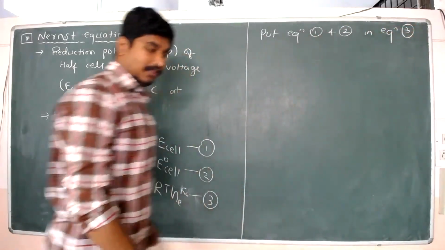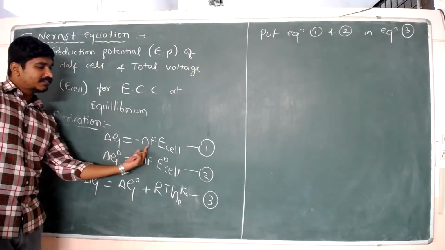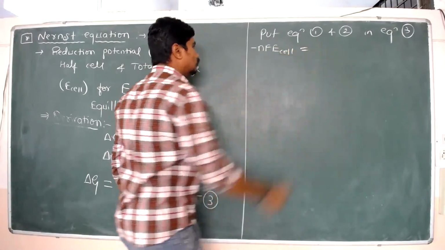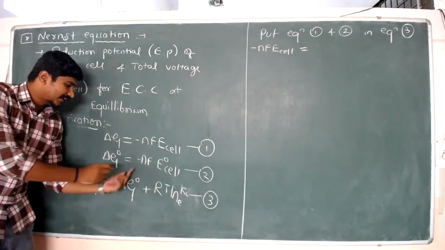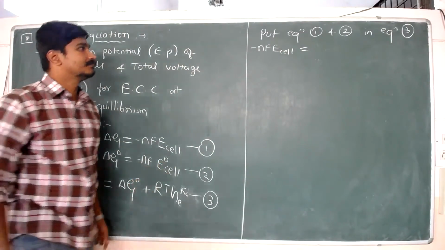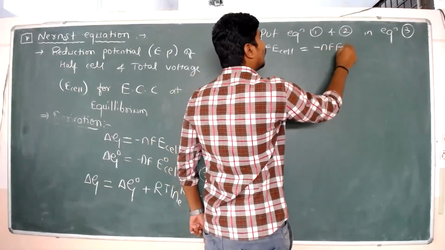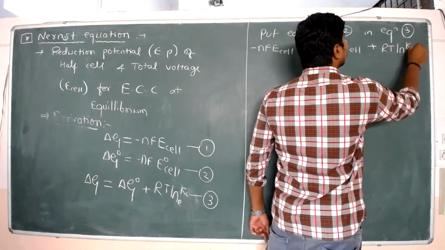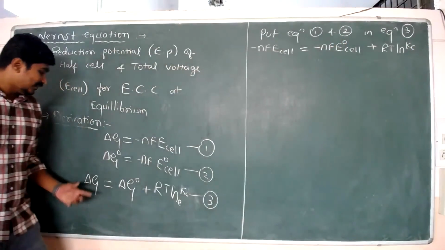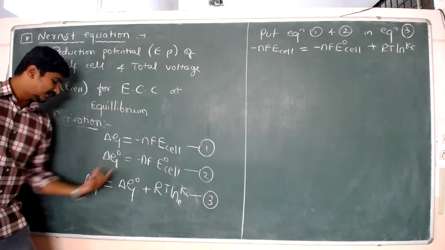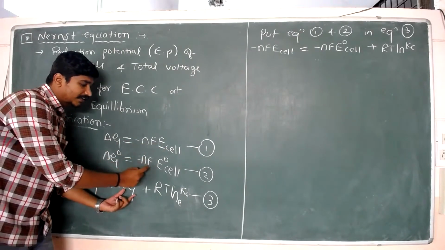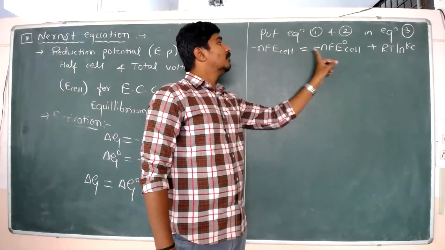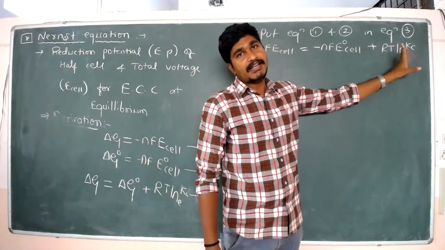What happens? In place of delta G, we can write minus nF E cell. In place of delta G naught, I can write minus nF E naught of cell. The term plus RT ln Kc stays the same. So the equation is minus nF E cell is equal to minus nF E naught cell plus RT ln Kc.